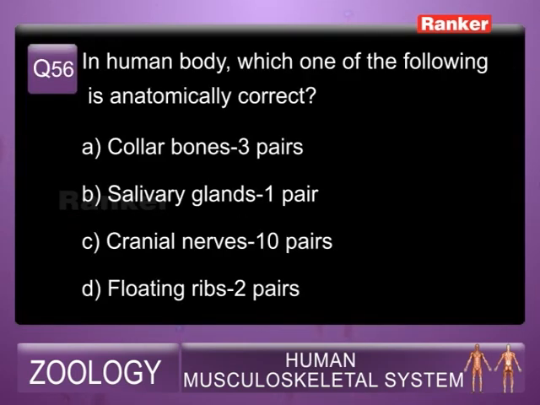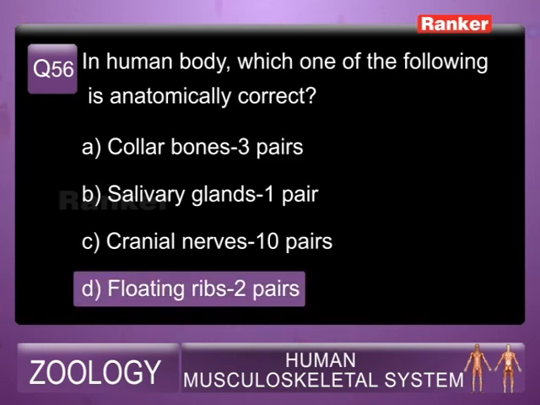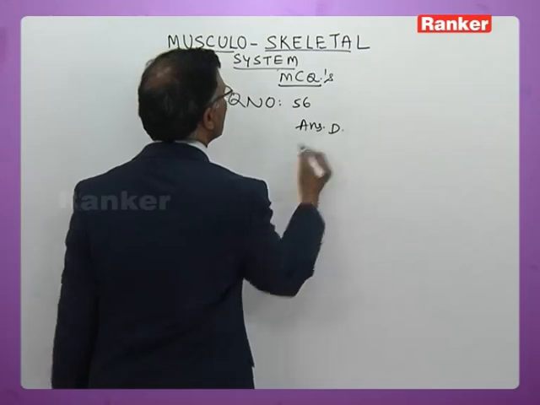56. In the human body, which one of the following is anatomically correct? A, collarbones 3 pairs, B, salivary gland 1 pair, C, cranial nerves 10 pairs, D, floating ribs 2 pairs. So among these, the correct option is D, floating ribs. The 11th and 12th are called floating ribs. There are 2 pairs. Remaining options are wrong. So the answer is D for this.